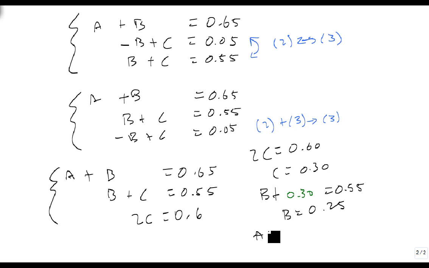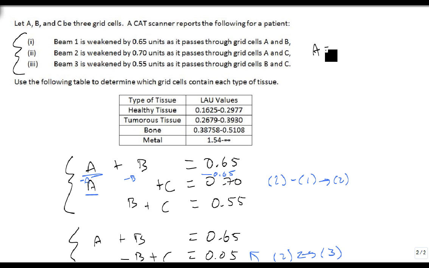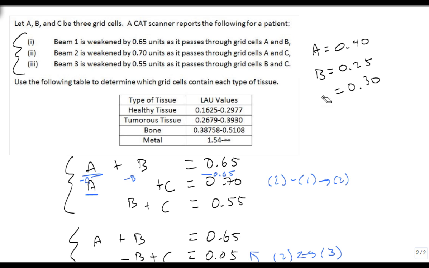So A plus 0.25 is equal to 0.65. This means A is 0.4. So A is 0.40, B is 0.25, and C is 0.3. So we come back up, and we say A is 0.40, B is 0.25, and C is 0.30. Notice that still works. These 2 we already checked, but 0.4 plus 0.3 is 0.7, so this makes everything true.